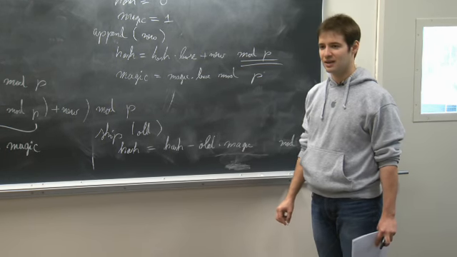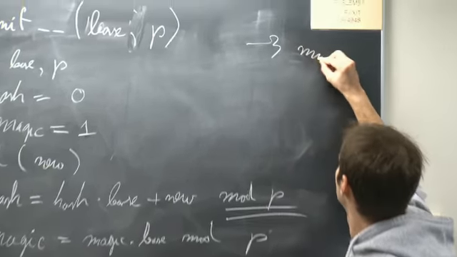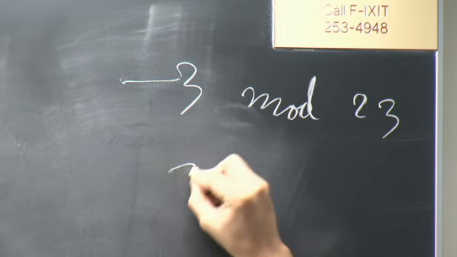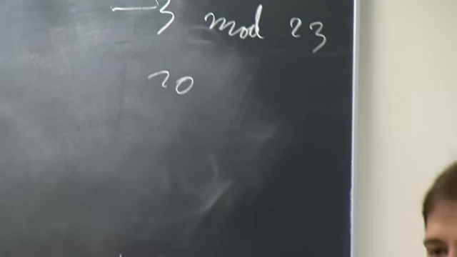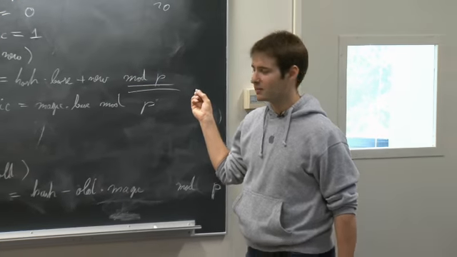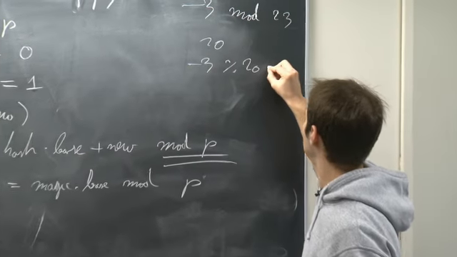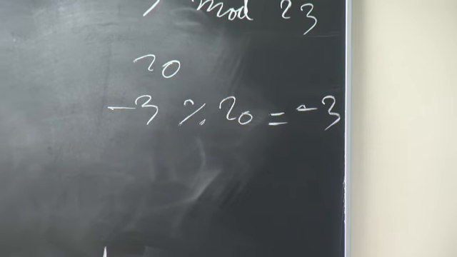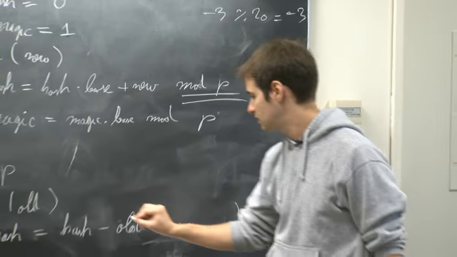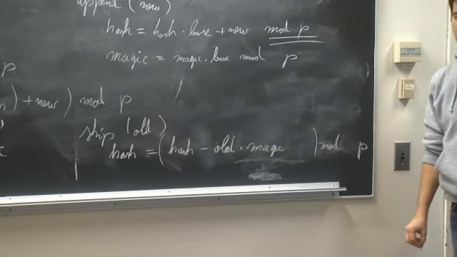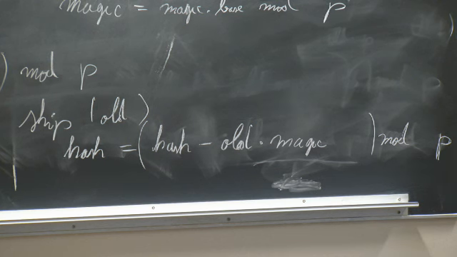I get a negative number. And in math, people assume that if you do something like minus 3 modulo 23, you're going to get 20. So modulo is always positive in modular arithmetic. But in a programming language, if you do minus 3 modulo 20, I'm pretty sure you're going to get minus 3. And things will go bad. So we want to get to a positive number here so that the arithmetic modulo p will work just like in math. So we want to add something to make this whole thing positive.